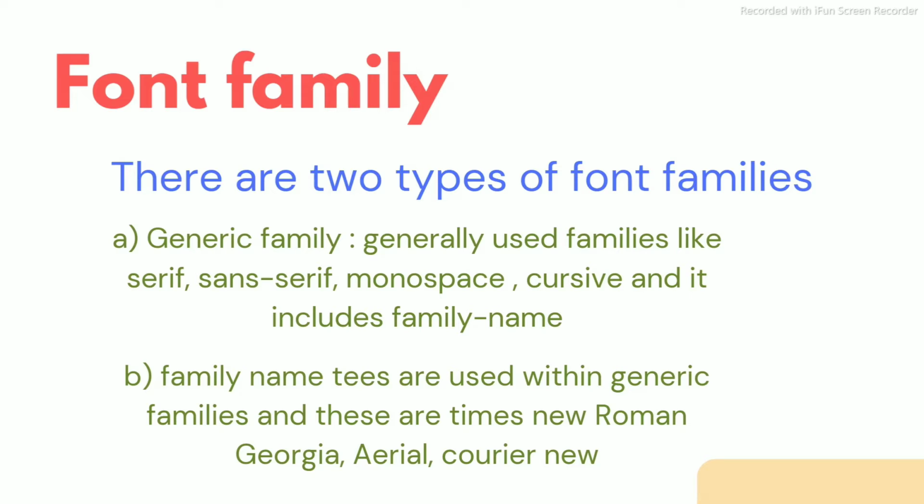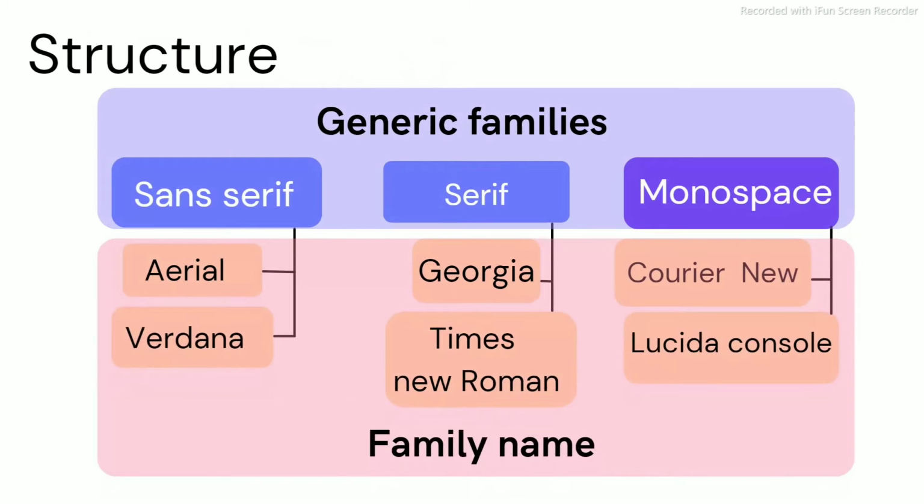Here, with this presentation, we will discuss it. The structure of the family includes generic and family name. Generic includes sans serif, serif, and monospace. Sans serif includes Arial and Verdana. Serif includes Georgia and Times New Roman. Monospace includes Courier New and Lucida. This is all about the structure.